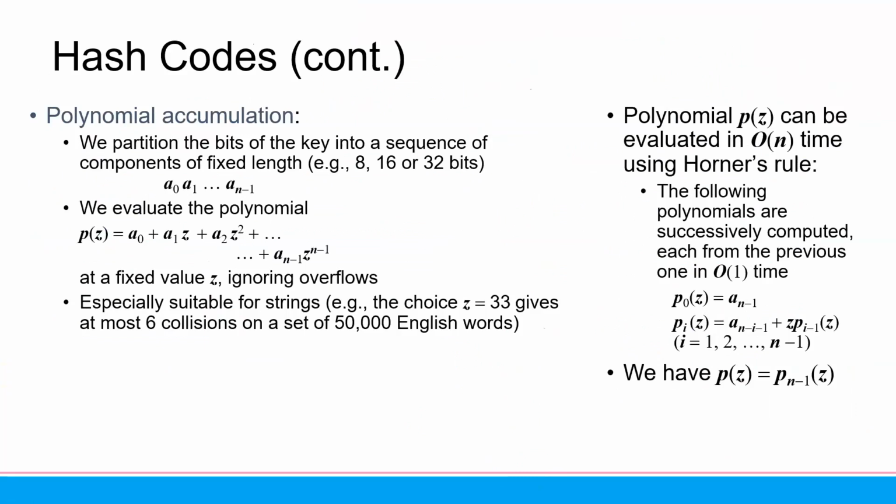There is another consideration when we are dealing with the hash code. With the bits, we can consider polynomial accumulation. Polynomial accumulation means we can partition the bits of the keys into a sequence of components of fixed length, 8, 16, 32 bits, and we can evaluate the polynomial.